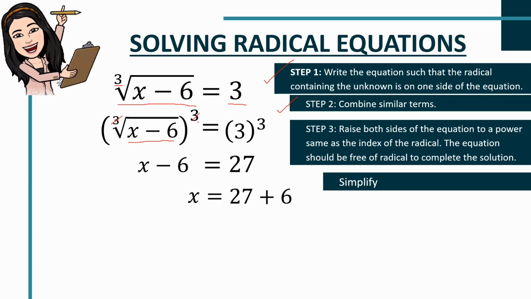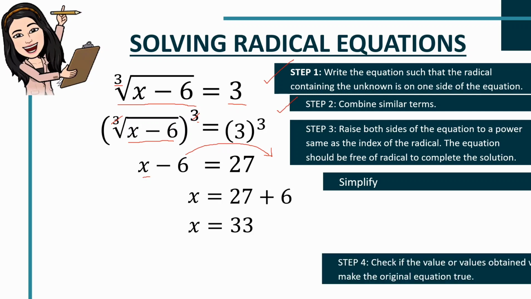Okay, so here, how are we going to isolate x? Yes, by transposing negative 6 to the other side of the equation. Para matira na lang natin dito si x. So, that would be x is equal to copy the 27 and the negative 6 will become positive 6 upon transposing. Now, simplify ulit natin. 27 plus 6 is equal to 33. So, therefore, the value of x is equal to 33. Did you understand? Okay, so therefore, this is our answer.